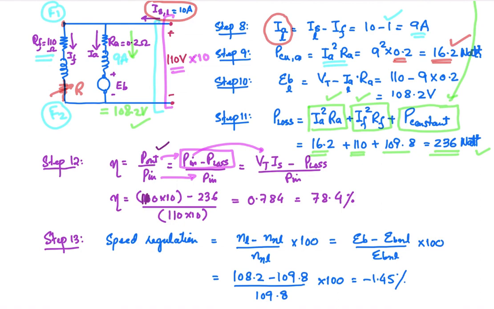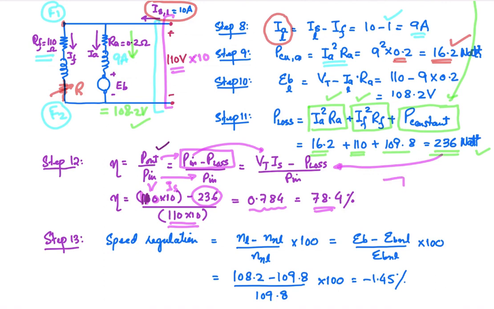So that will be the total input power, and the losses are what you have calculated over here. So 110 volt is the voltage, and this is the supply current. This is the input power minus the 236 watt loss that we have calculated, over the input power, that is 110 into 10. So that is 0.784. So 78.4% efficiency of your machine.